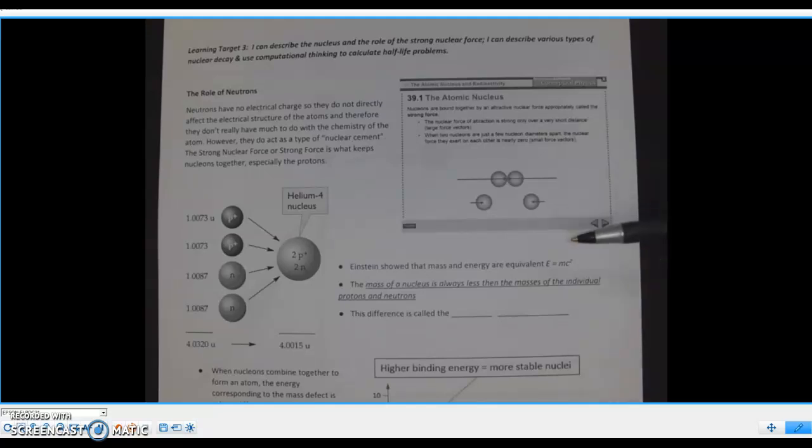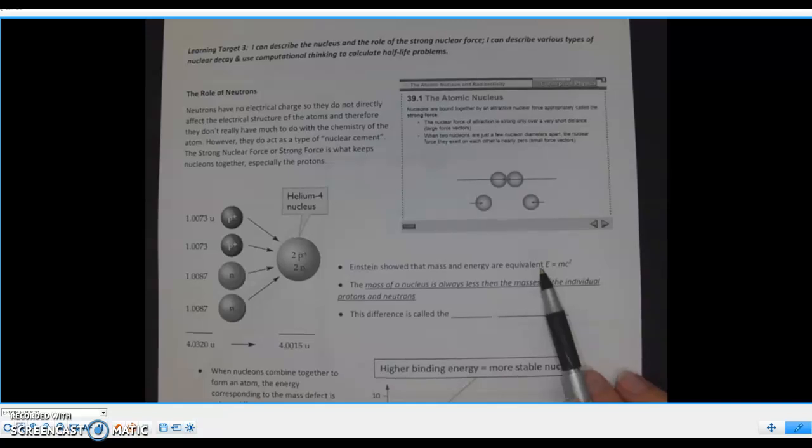And Einstein came and said that mass and energy are equivalent. And in order to combine all these nucleons, energy was released. It's a lot like fusion in stars. So energy was released, and that energy, through this equation, we saw equal the mass deficit. And so that mass was lost through energy of the combination of the nucleus.